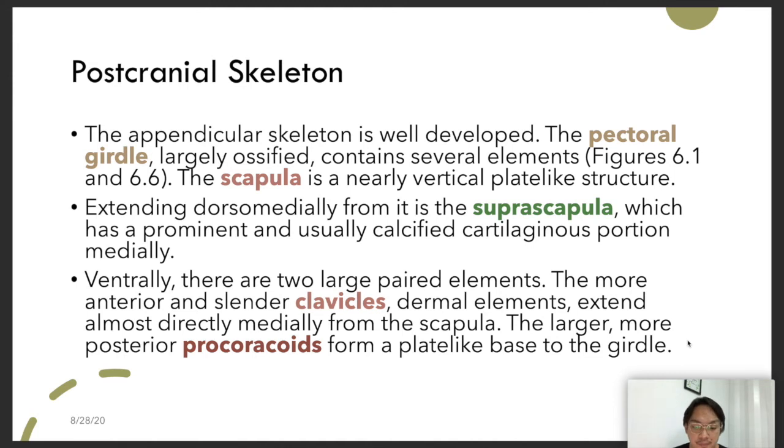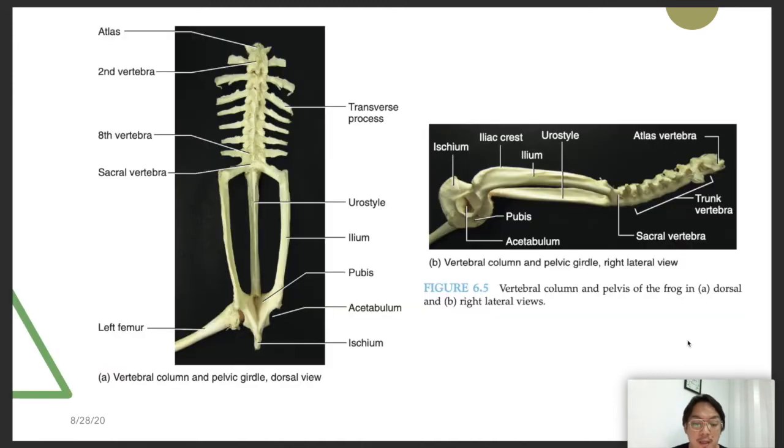the girdle. So this is the vertebral column and the pelvic girdle in dorsal view: the atlas, the second vertebra, to the 8th vertebra, and attaching are the transverse processes, the sacral vertebra, the urostyle, the ilium, the pubis, the left femur, acetabulum, and ischium. So the right lateral view has almost the same structures.